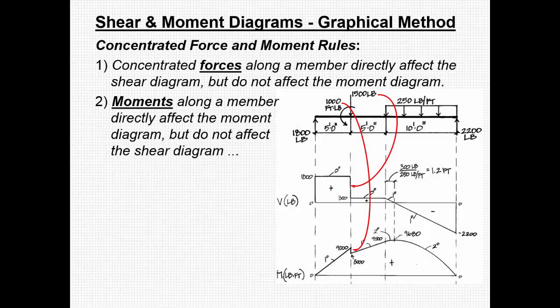The shear and moment diagrams have some rules regarding each piece individually. Rule number 1 is that the concentrated forces along a member directly affect the shear diagram, but do not affect the moment diagram. This is shown by the first red arrow pointing to the shear diagram. The second rule is that moments along a member directly affect the moment diagram, but do not affect the shear diagram, and that's shown by the second red arrow pointing to the moment diagram.